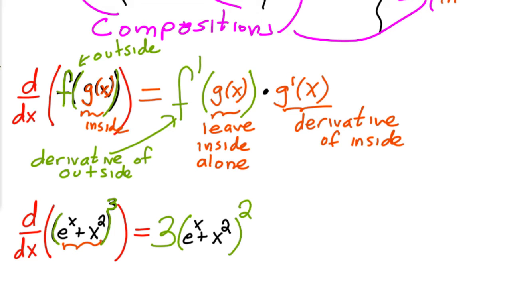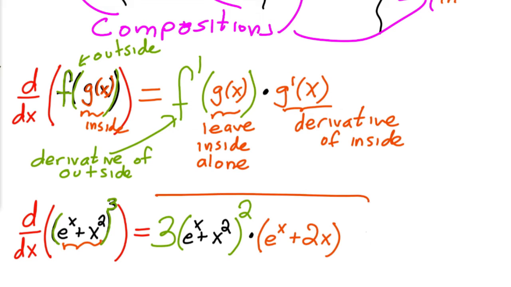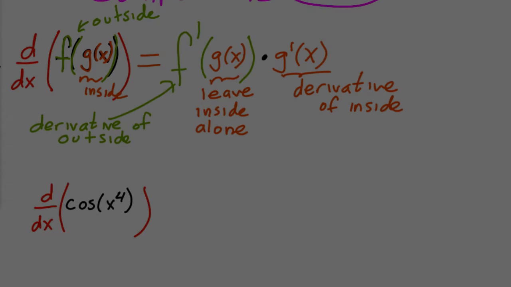Okay, so we're right here at this step, and then times the derivative of the inside, which is simply e to the x plus 2x. And that's it. You're done. Okay, let's do the next one.